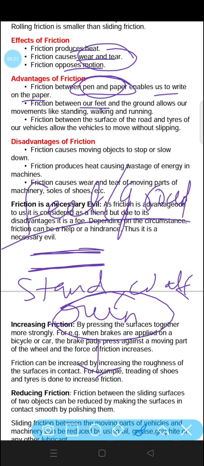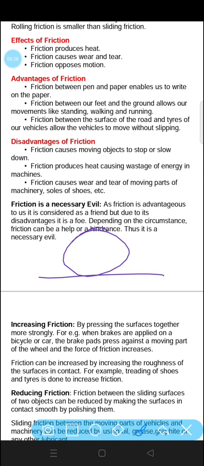Third one is friction between the surface of the road and the tires of our vehicle. The tires are able to move with the help of this friction force only. There is friction between the surface of the road and the tire which allows the vehicle to move without slipping. So that is what happens when there is rain. After the rain, the surface becomes smooth and there could be chances of slipping of the vehicles. So due to reduced friction, there could be slipping of vehicles. So the vehicles are moving on the roads due to friction only.